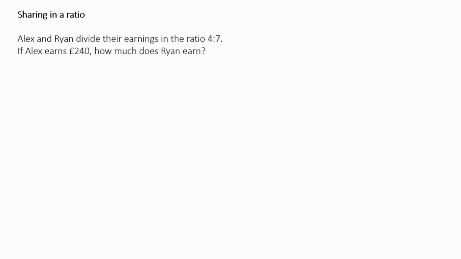This question says, Alex and Ryan divide their earnings in the ratio 4 to 7. If Alex earns £240, how much does Ryan earn? So in this question, we don't know the total earnings. We only have been given Alex's earnings. So we can therefore start by writing down the ratio of Alex's earnings. So we could put A for Alex and R for Ryan. So the ratio of Alex's earnings to Ryan's earnings is 4 to 7.